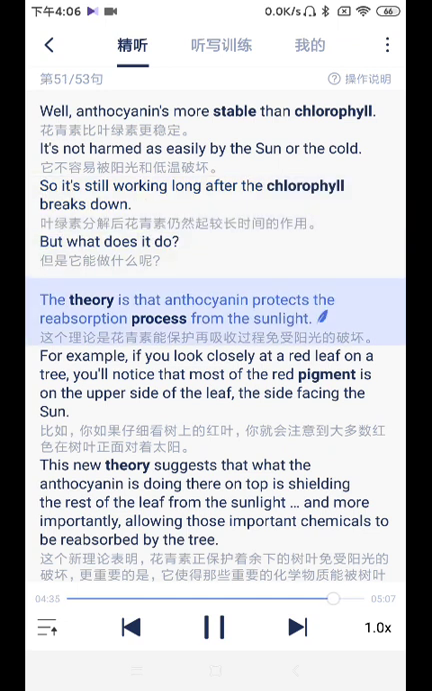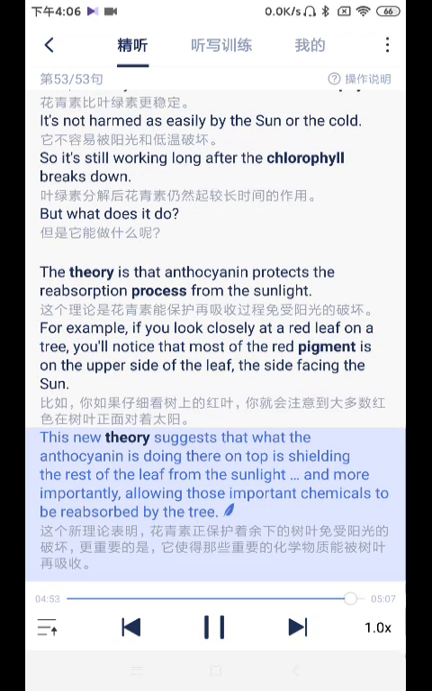The theory is that anthocyanin protects the reabsorption process from the sunlight. For example, if you look closely at a red leaf on a tree, you'll notice that most of the red pigment is on the upper side of the leaf, the side facing the sun. This new theory suggests that what the anthocyanin is doing there on top is shielding the rest of the leaf from the sunlight. And more importantly, allowing those important chemicals to be reabsorbed by the tree.